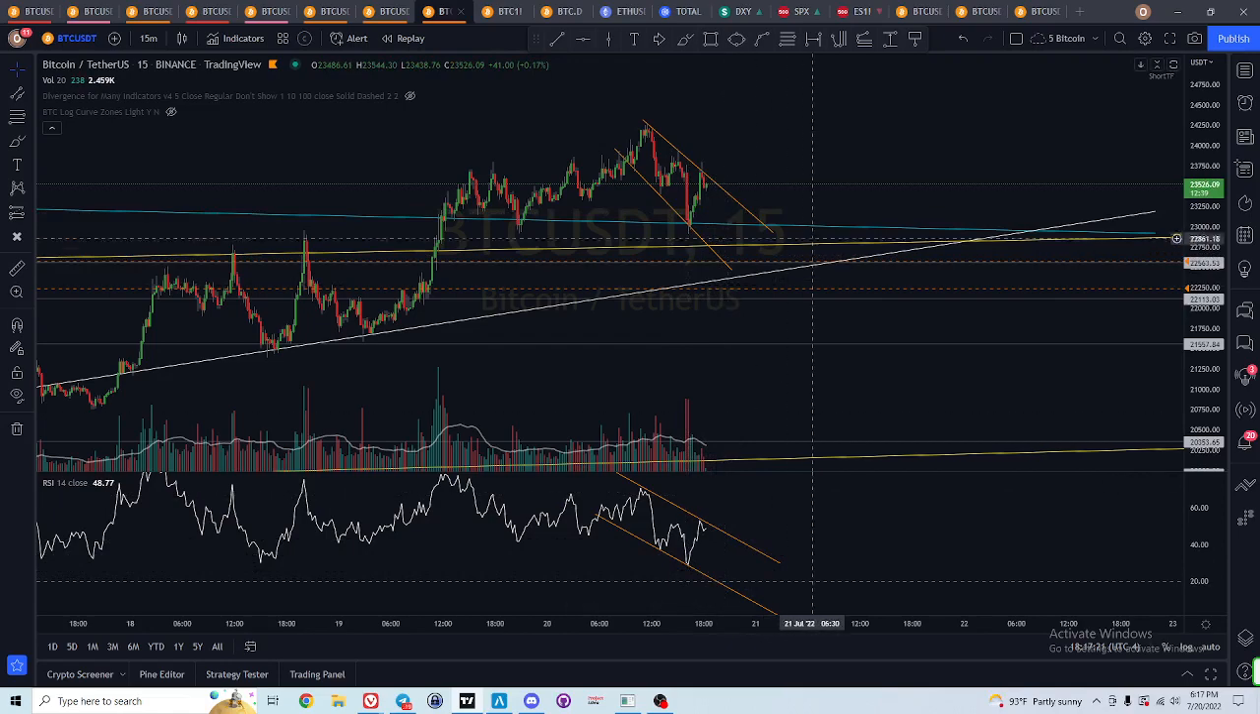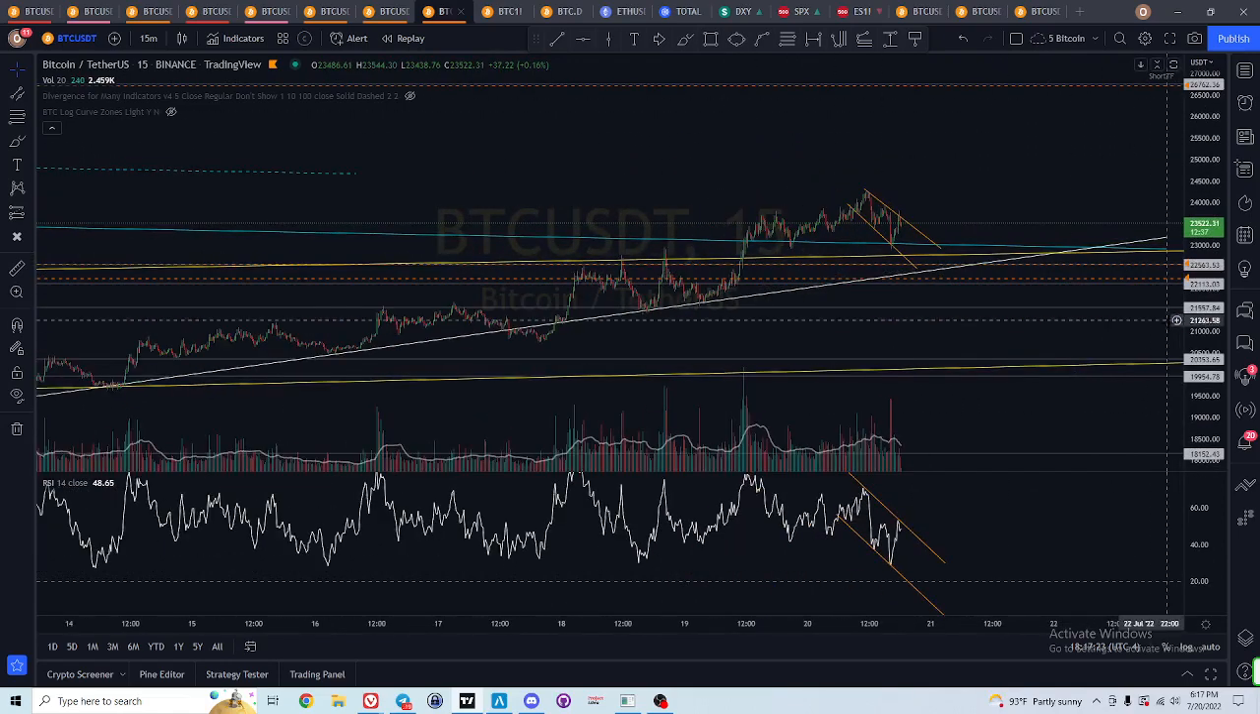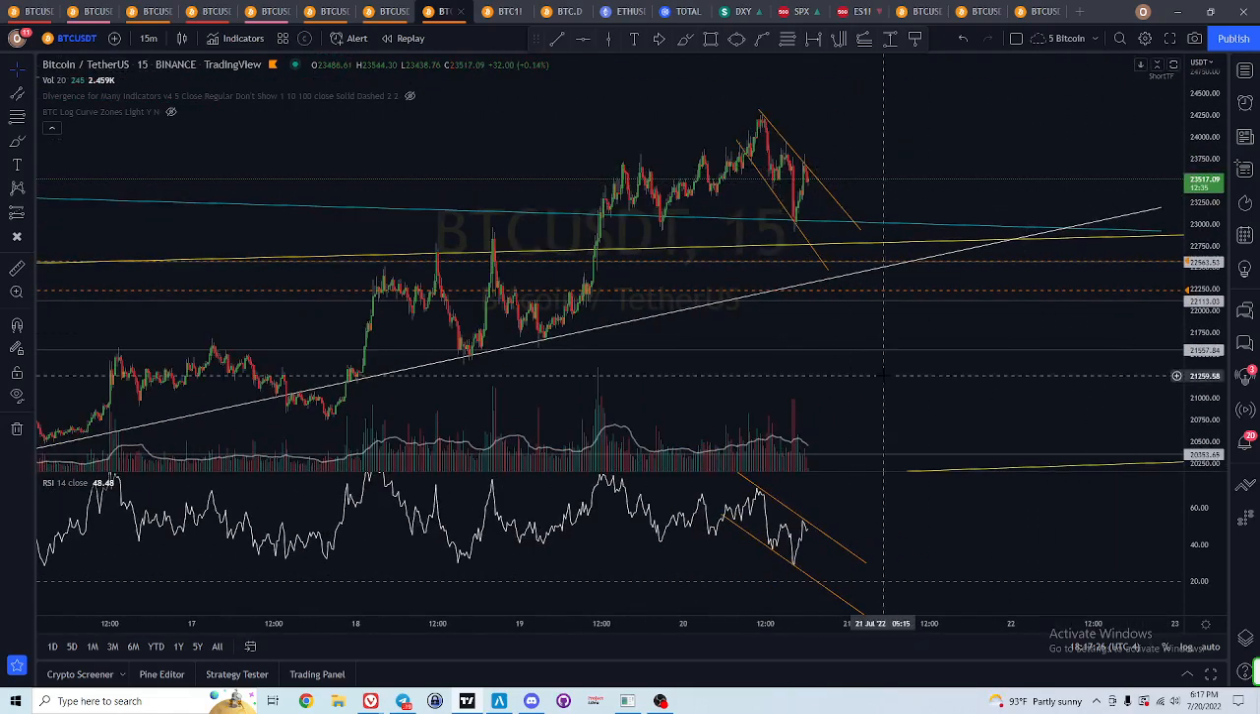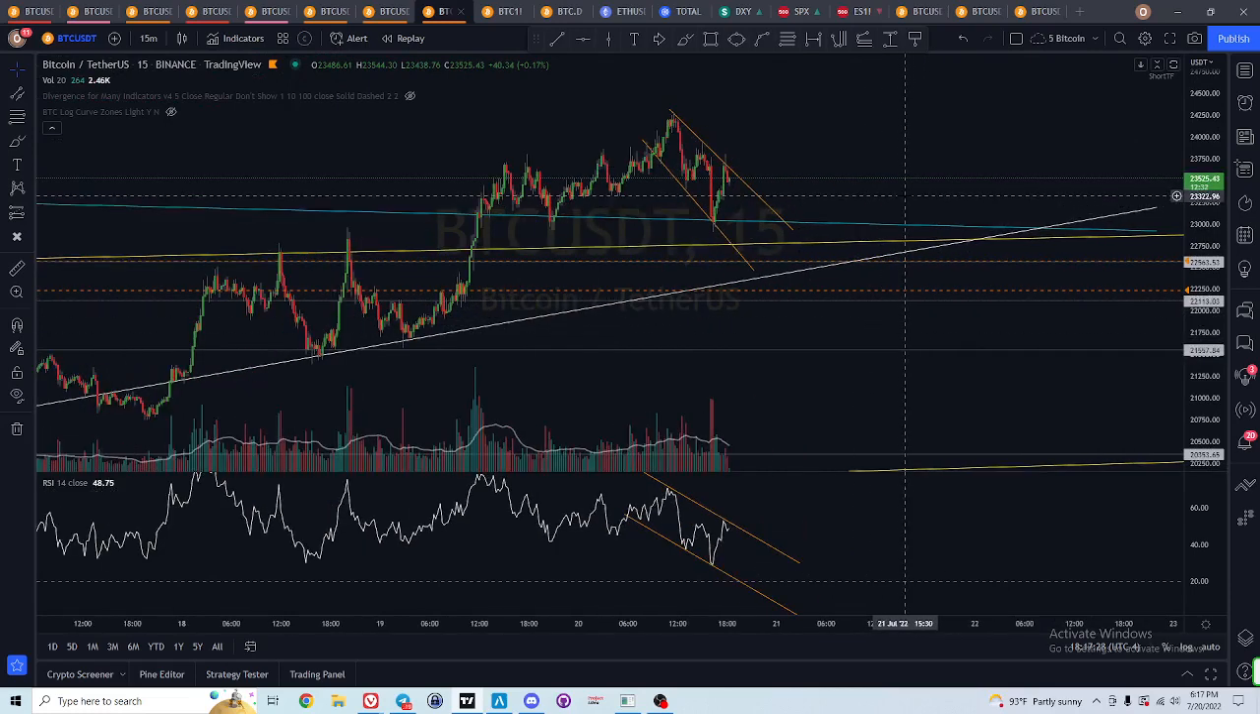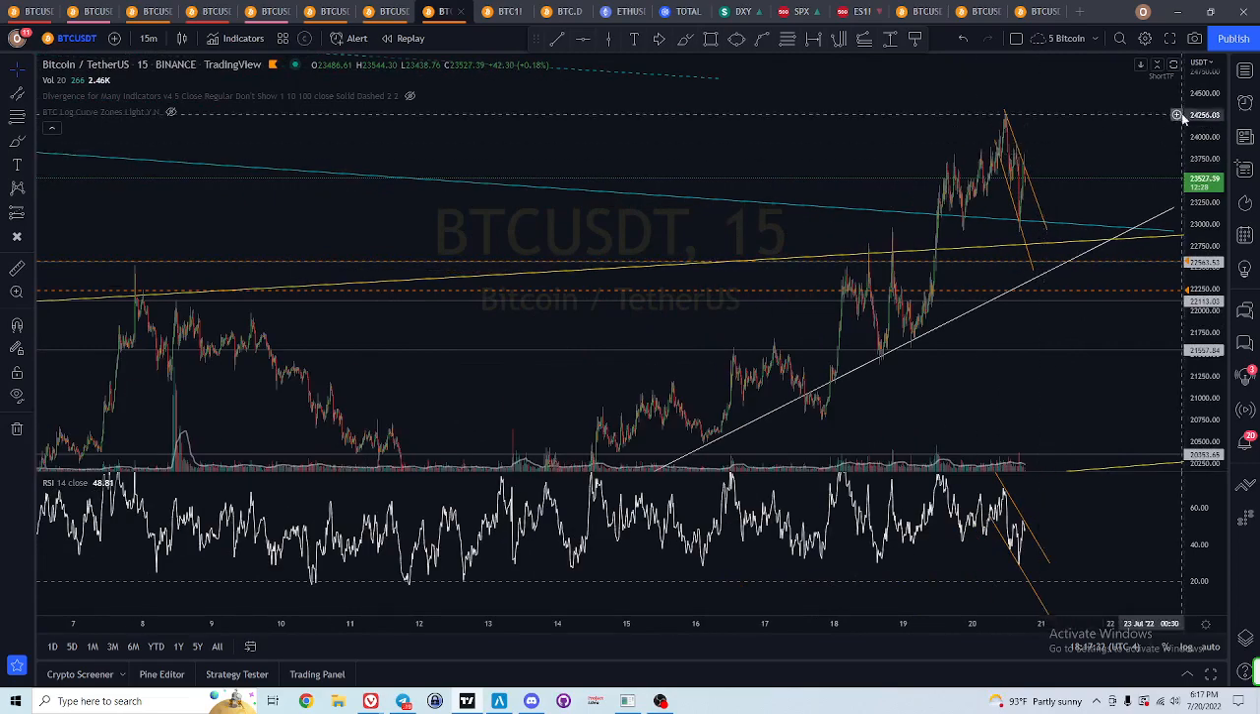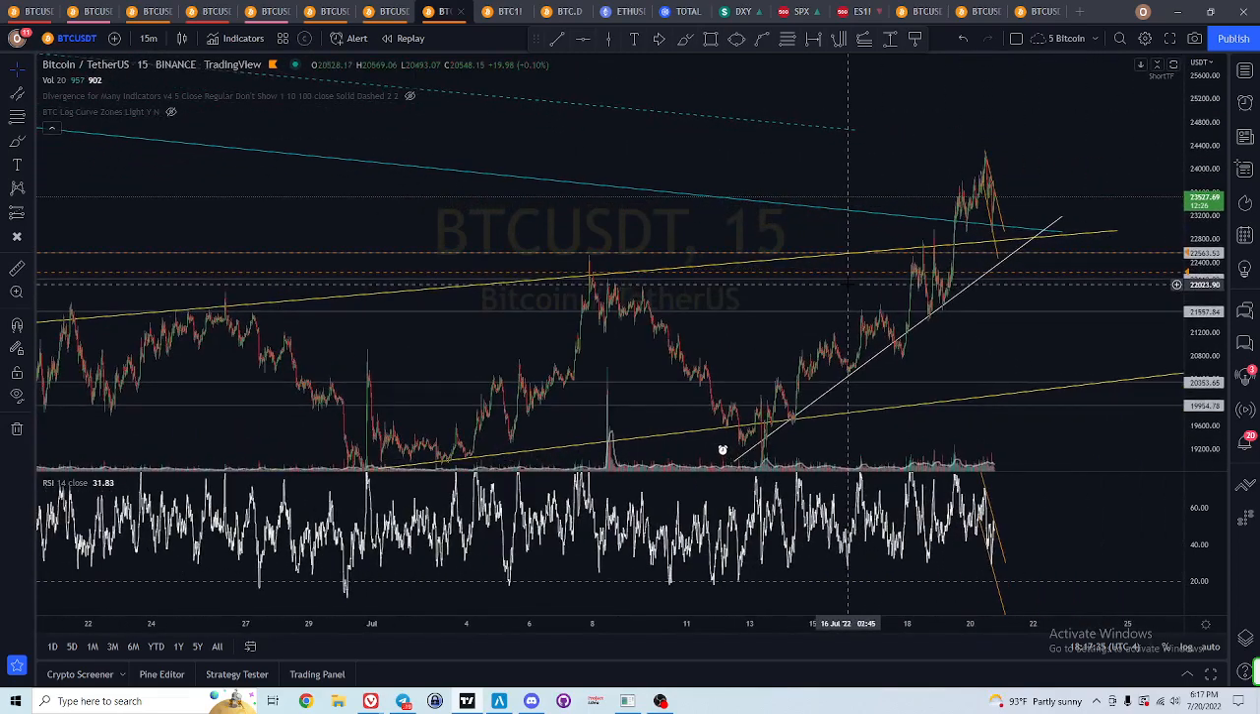But really, I think this is what we're pretty much waiting on right now. Enter the alts you're interested in. We break back down, you're going to take losses on it if that's the case, but, you know, don't get in love with them.